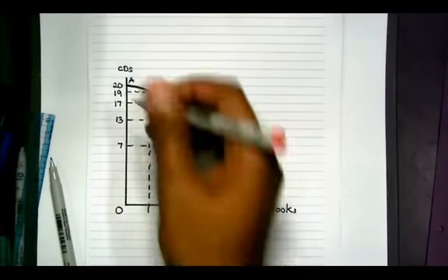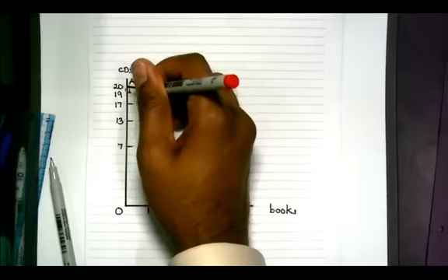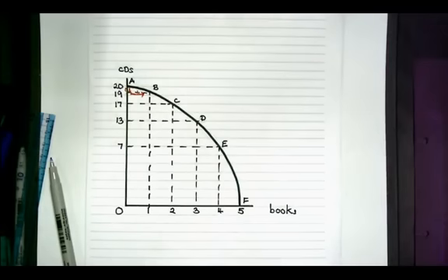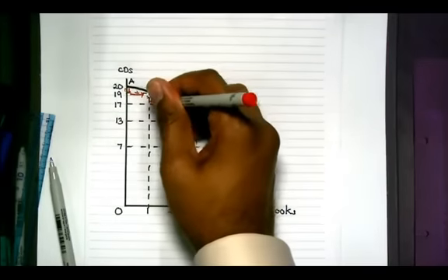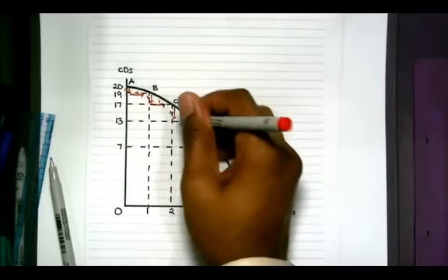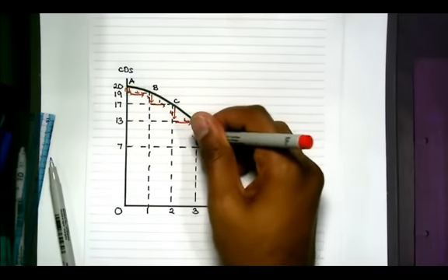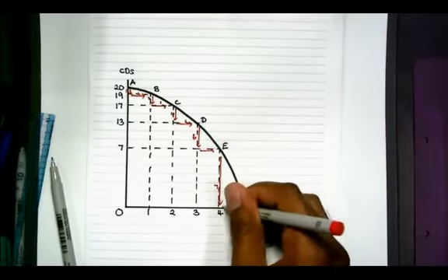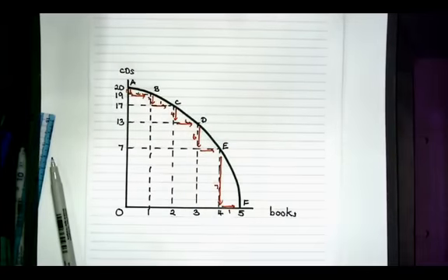The opportunity cost of moving from A to B was 1 CD. The opportunity cost moving from B to C was 2. C to D was 4. D to E was 6. And E to F was 7. As we moved from left to right, the opportunity cost always went up. We're on page 21. Even in the graph you have on page 21, the opportunity cost is always going up.